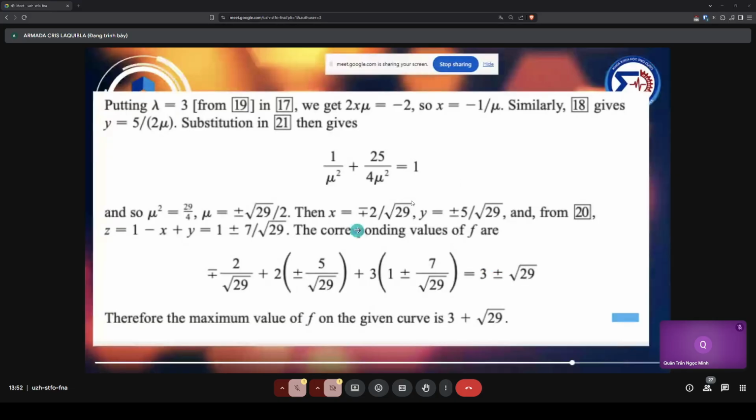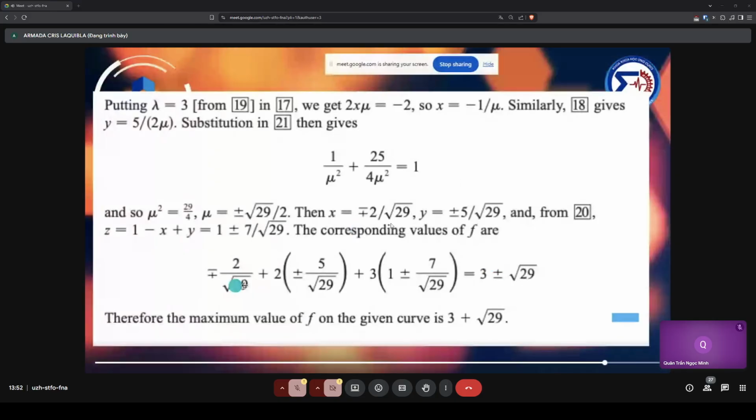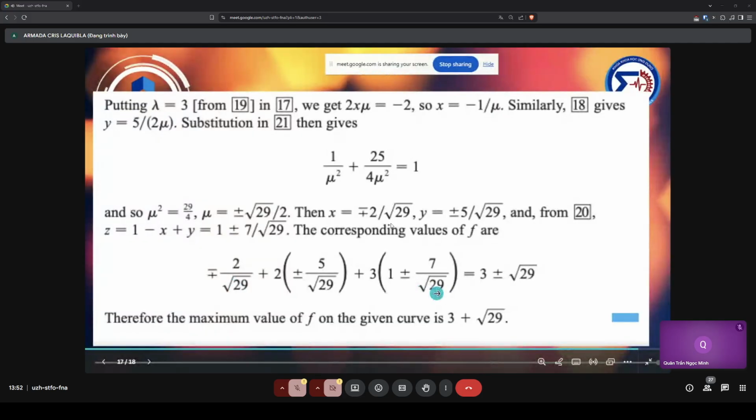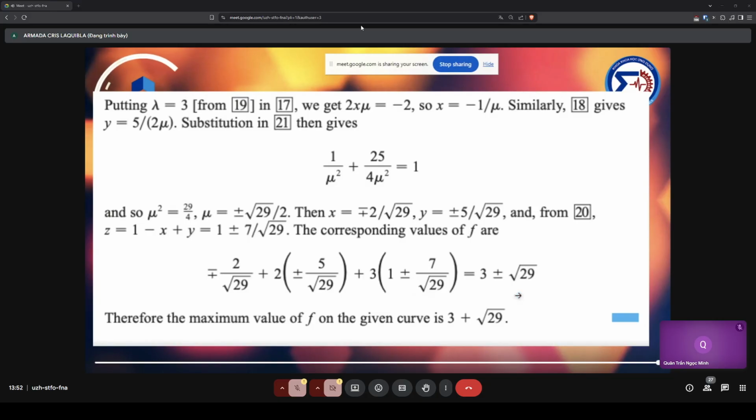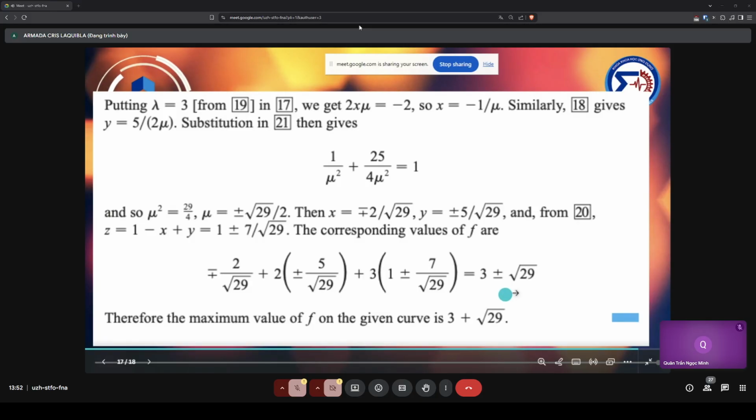Next, for the positive x, you will substitute the negative y, and then the negative z here. And you will get 3 minus square root of 29 also. So we have the two values, 3 plus and 3 minus square root of 29. Which of the values is the maximum? It's very clear that the maximum is the plus, right? We have there 3 plus square root of 29, and that is the answer. Okay?